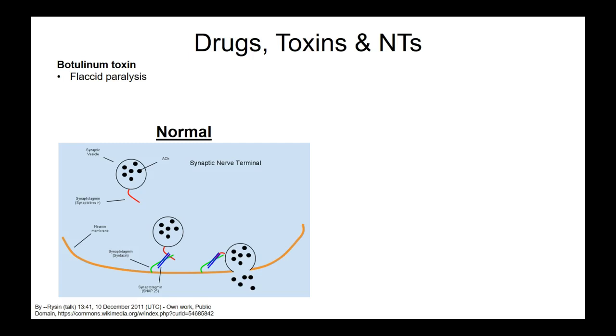The first one, for those that had me for 231, this probably looks somewhat familiar to you. The first one we're going to look at is botulinum toxin. All right, this is made by a microorganism, and it makes this toxin. What does it end up doing? Well, it's going to interfere with these snare proteins.